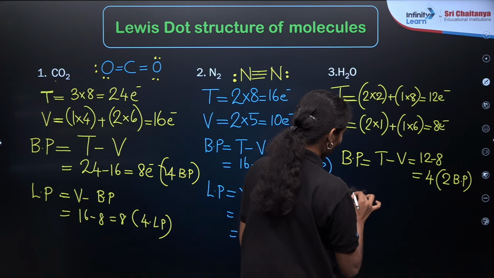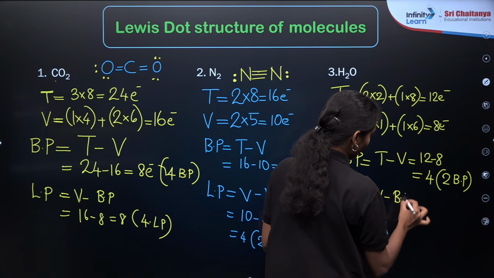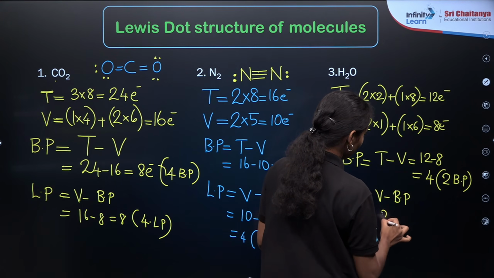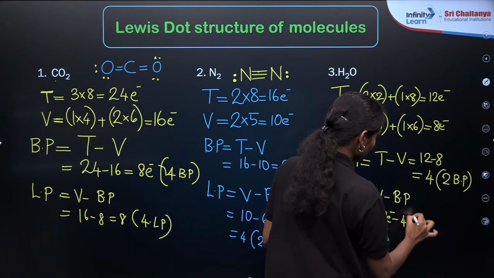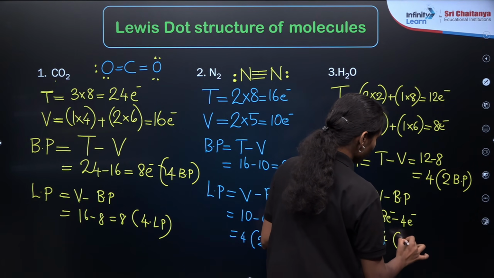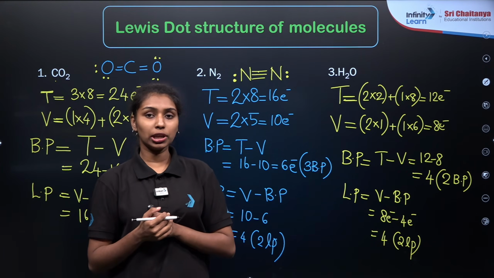Then what about the case of lone pairs? Again V minus bond pairs, right? So V is here 8 electrons, bond electrons here 4, right? So 8 minus 4 is again 4, which means 2 lone pairs are also present in the case of the water molecule. Now what will be the structure of the water molecule?